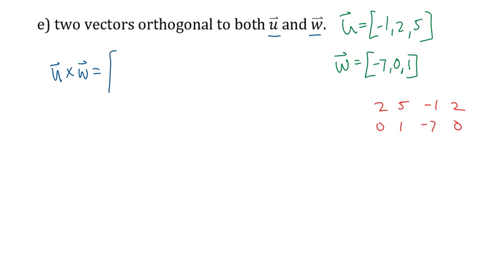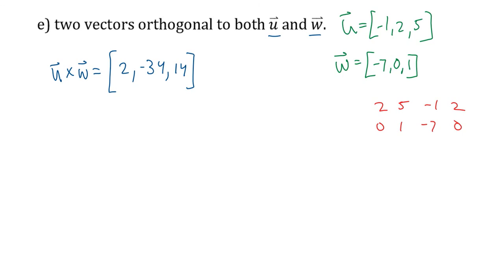Okay, and I end up with 2 minus 0. 2 times 1 is 2, 0 times 5 is 0, so 2 minus 0 is 2. And -35 minus -1 is -35 plus 1, which is -34. And 0 minus -7 times 2, so 0 minus -14, which is 0 plus 14, which is positive 14.